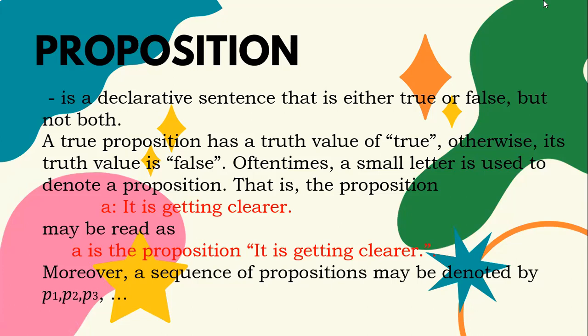Okay? So usually in a proposition, we use a small letter. So we have here an example of a proposition. Proposition A is the proposition, it is getting clearer. Sometimes we can also use the notations for propositions as P sub 1, P sub 2, P sub 3, or whatever. As long as you are using a small letter, then you can denote a declarative sentence as a proposition.